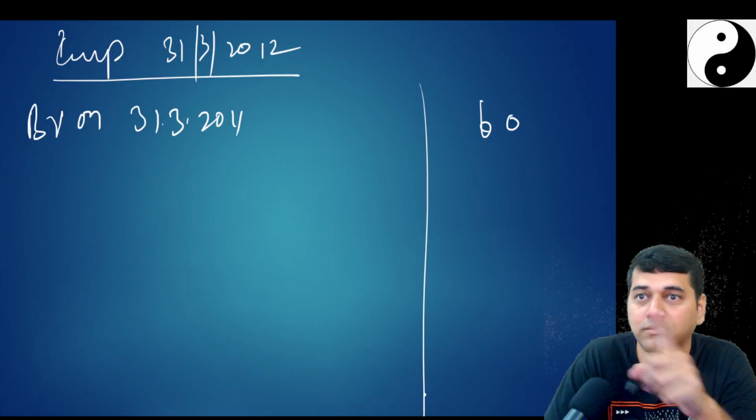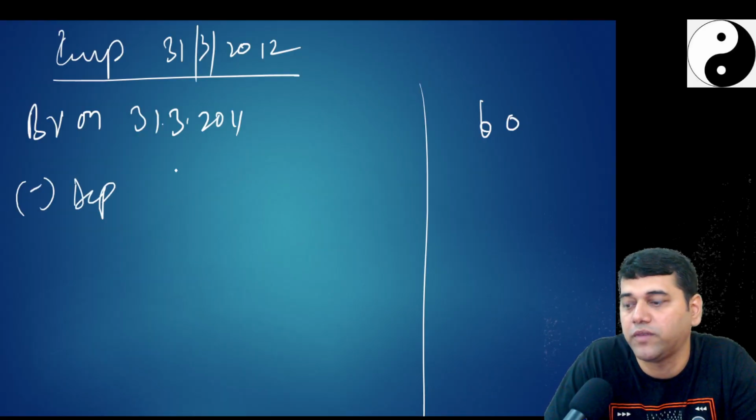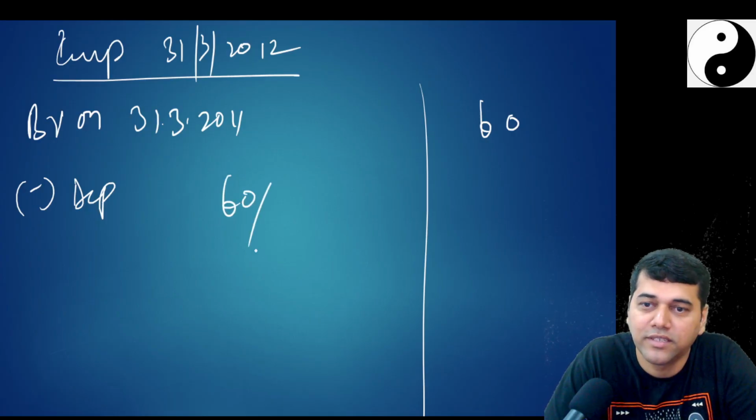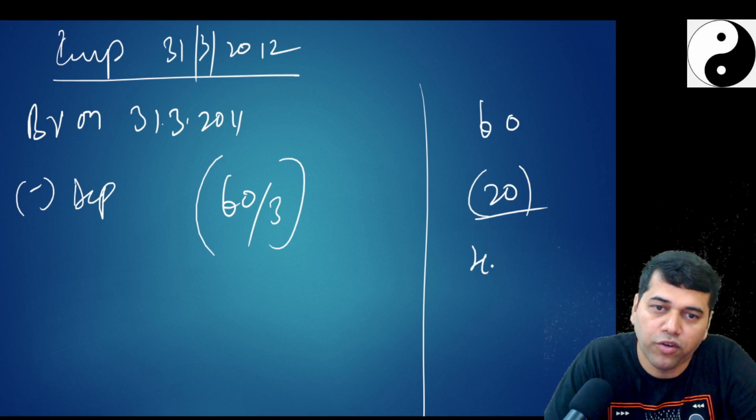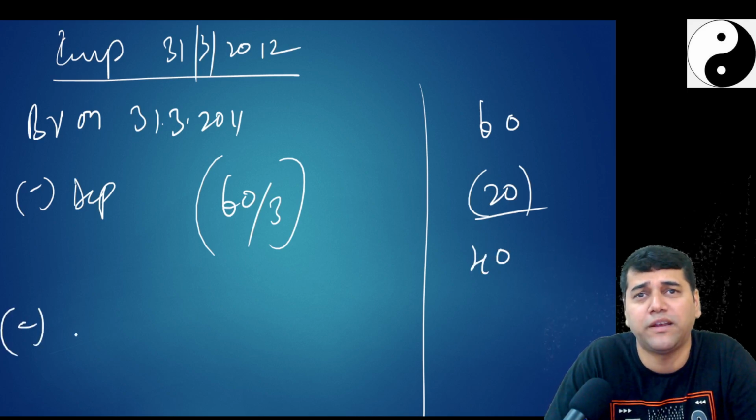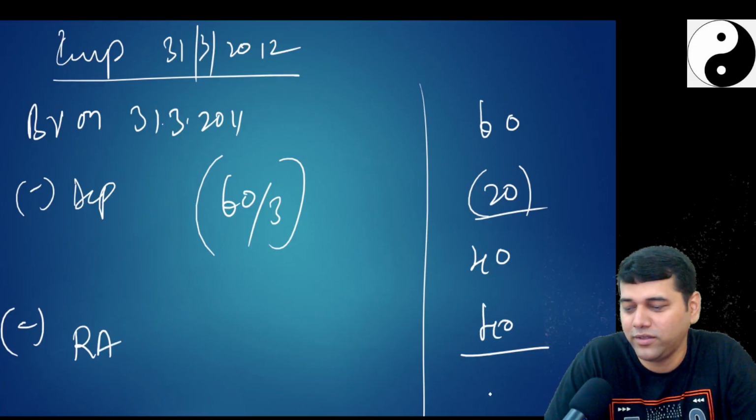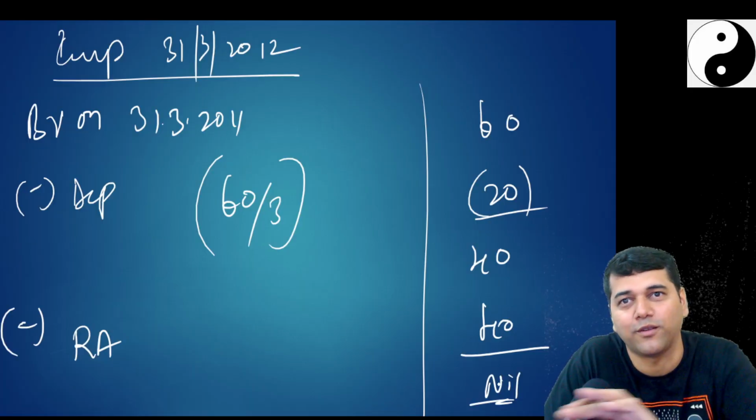Understood? No, this is the mistake. Minus depreciation. How much is my depreciation for 1 year? 20, 60 by 3. So I have got 40. What is my recoverable amount? 40. So nil. That means no impairment also, no reversal also.